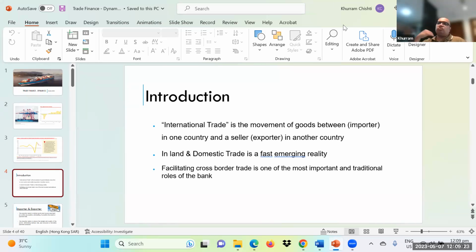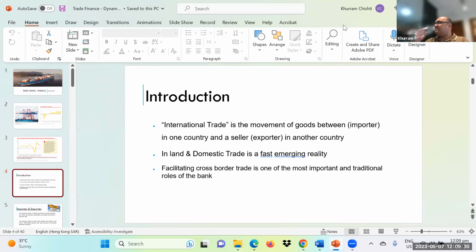That will help you with the presentation better. So international trade is the movement of goods between an importer in one country and an exporter in another country. Yes, someone has to buy and someone has to sell. Inland and domestic trade is fast becoming a reality.